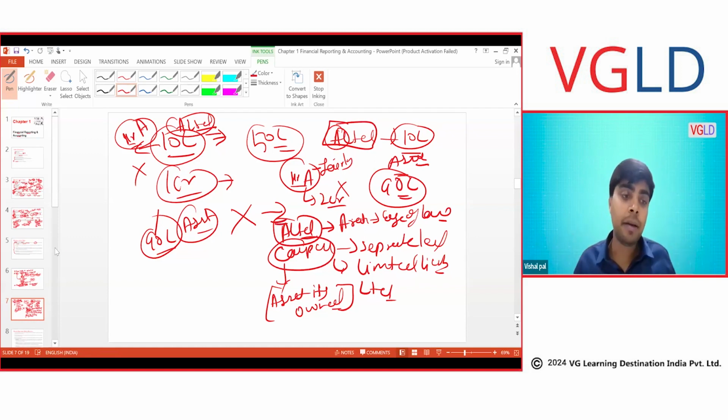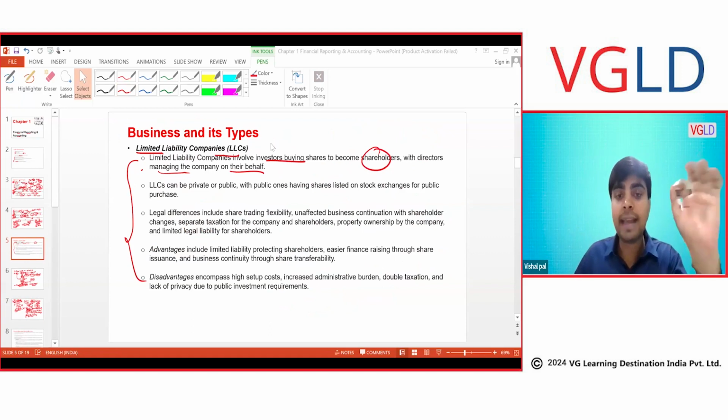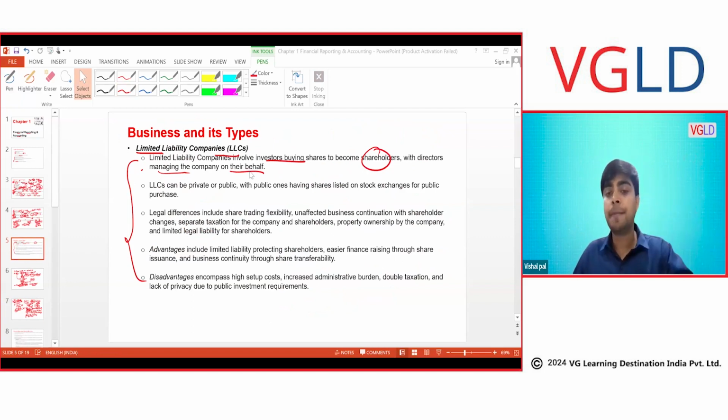Is this clear about company, about separate legal entity and limited liability? Though I spent much time on this business subject, I hope the idea is clear. I don't want to spend much time here, but the idea about separate legal entity and limited liability is clear. I'll give you one more example to explain.